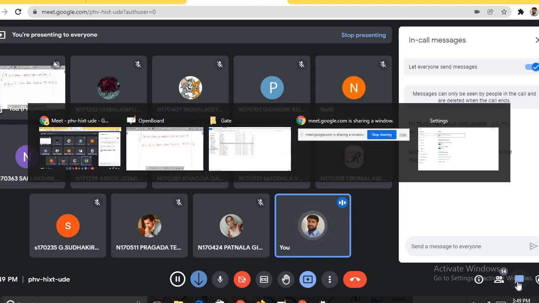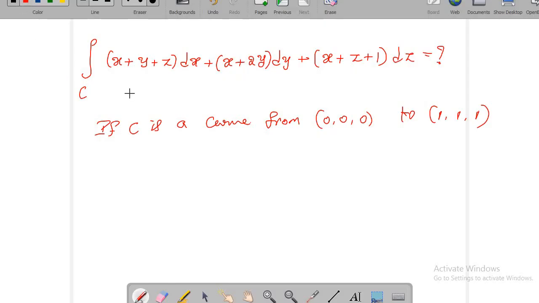Yes, correct, it is conservative. Why? Because if you see the scalar function, you can directly see what the scalar function is. Is it conservative? I have x, so f of xyz is x square by 2 plus xy plus xz. So this was taken care of and this was taken care of. Now plus y square, this is done, plus z square by 2 plus z. So this is the function.